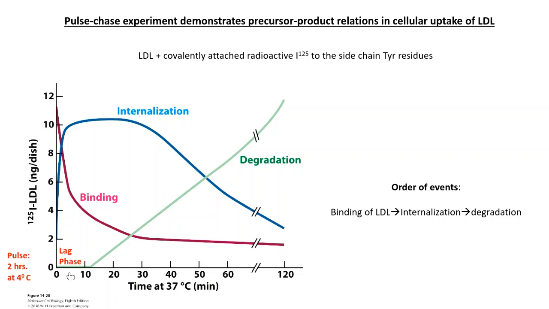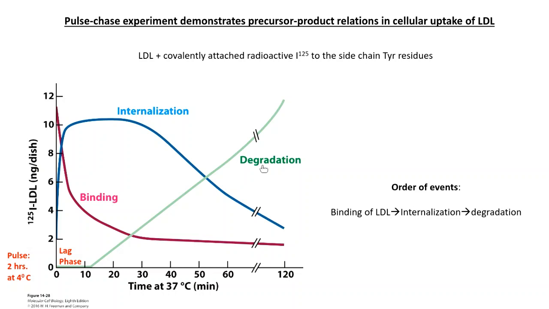So after about 12 or 15 minutes, this lag phase, once the majority of the molecules, or at least several of the molecules, get internalized, then those vesicles keep on getting fused with the late endosome and go for degradation. And as the internalization increases, the amount of particle degradation also increases. So the events are binding of LDL, internalization, and then degradation, right?